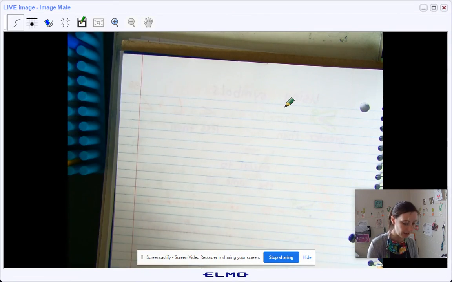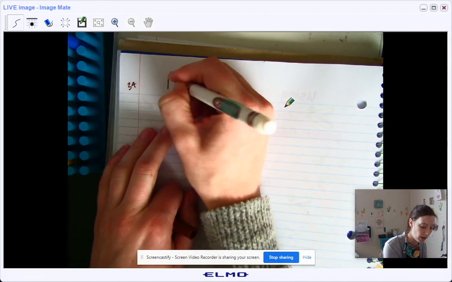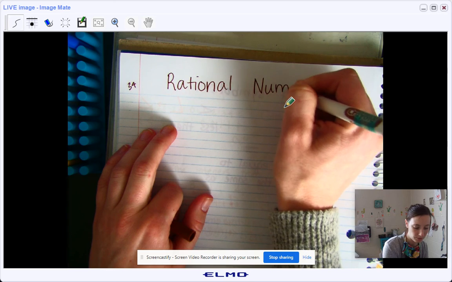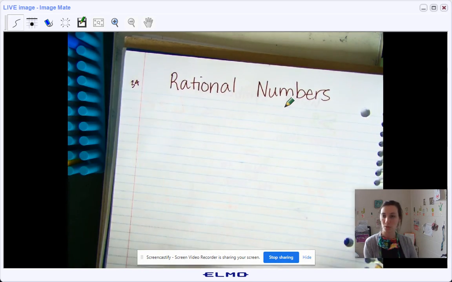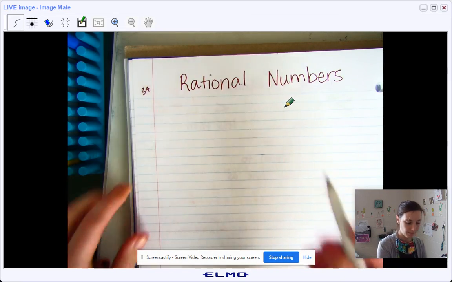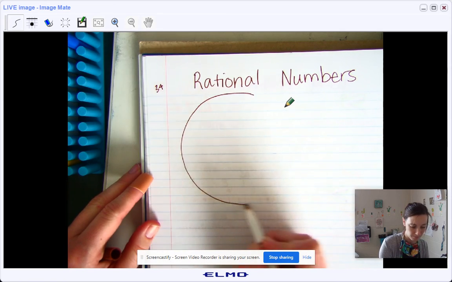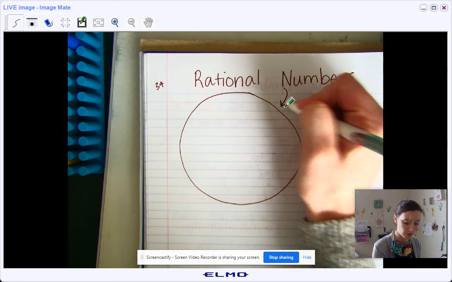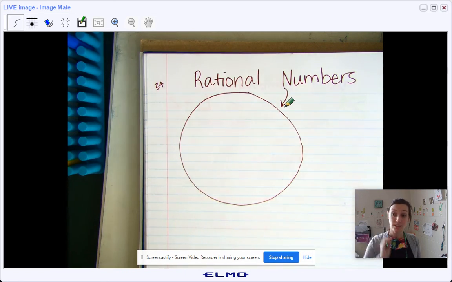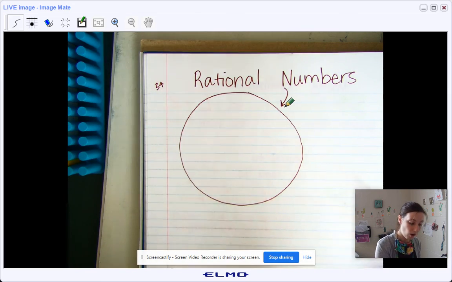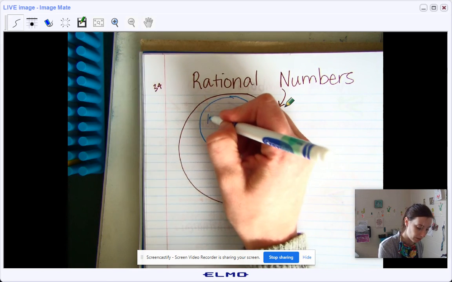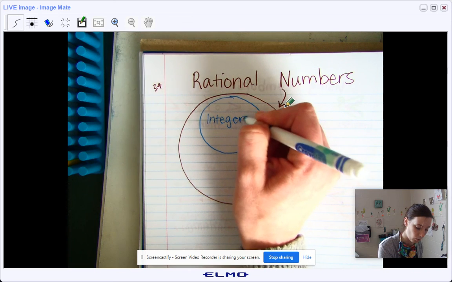Okay, we are on page 34, and we are talking today about rational numbers. Rational numbers is, let's see, if we're drawing a Venn diagram, integers, and this whole circle is rational numbers, then integers are all rational numbers, but not all rational numbers are integers. Remember that integers are whole numbers.